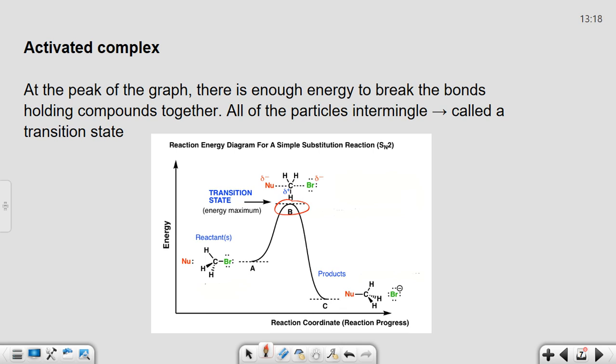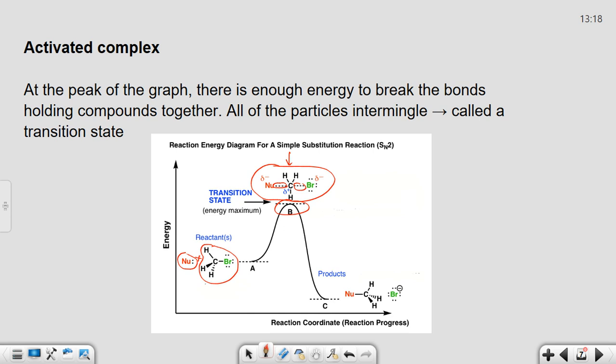So the activated complex is where the bonds are breaking and remaking, and you get this Frankenstein of a particle. So if I was starting with this Nu with 2 electrons, plus whatever this hydrocarbon with bromine on it is, my activated complex, also called the transition state, is this Frankenstein of them. You can see I've got these dashed lines here. Those mean partial bonds. They're partway breaking, partway forming, so it's kind of like a half molecule.